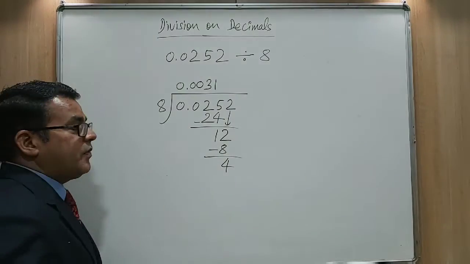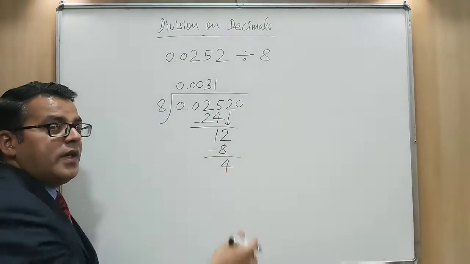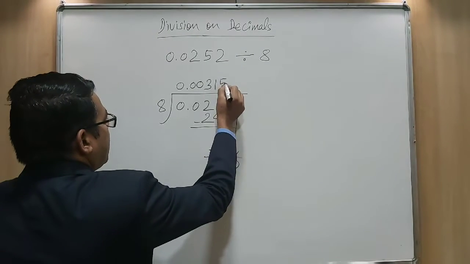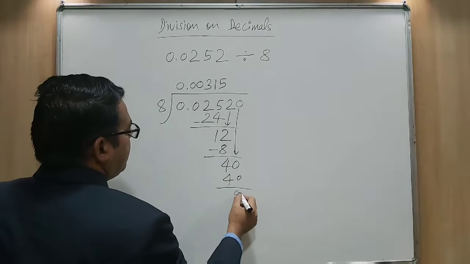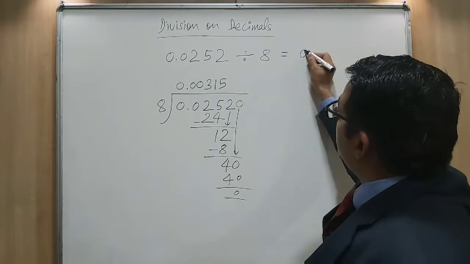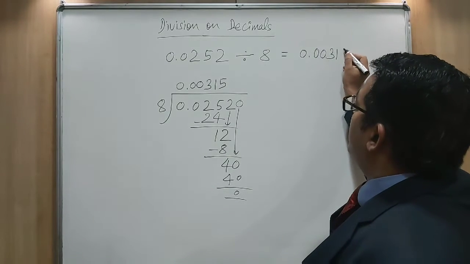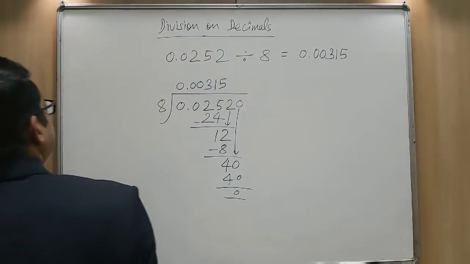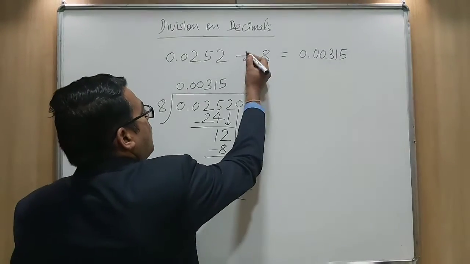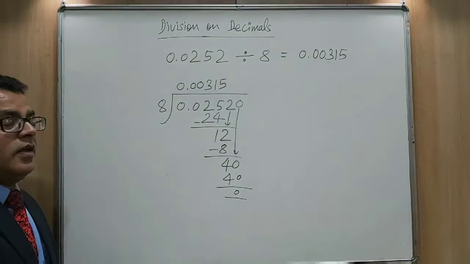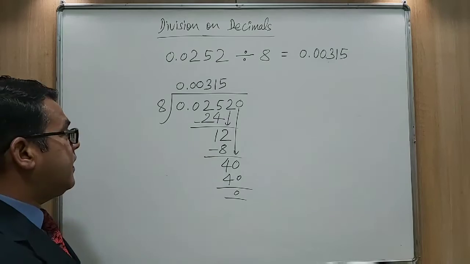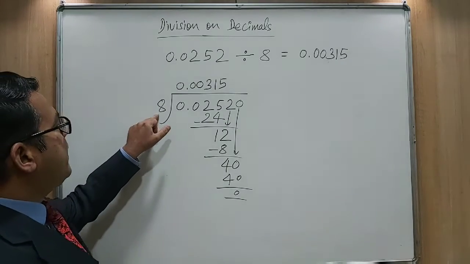Now what to do? The next digit you need to shift. The digit you can put on your own, as I just explained before how we can add it here. So 0 now. Now 5 times. And what do we have here? 0 as a remainder. It means it is completely divisible. So what do we have? 0.0031 and 5. So after dividing 0.0252 by 8, we have 0.00315.